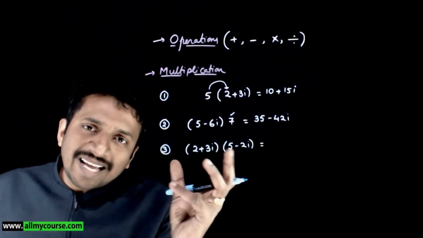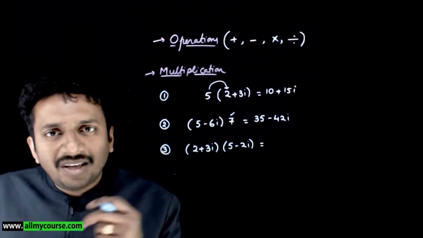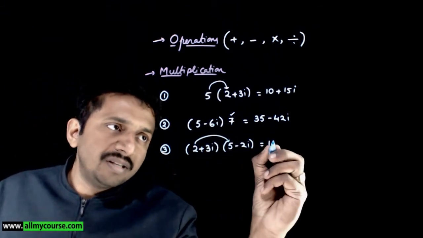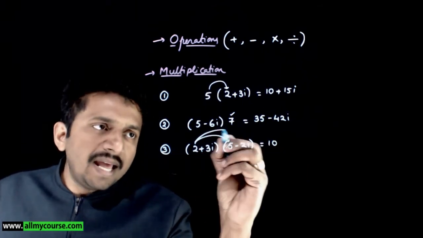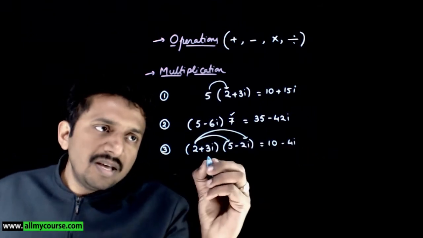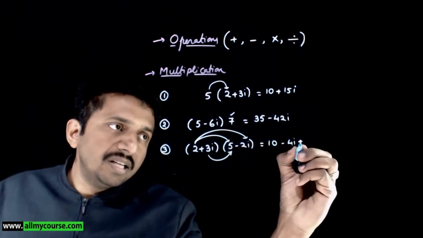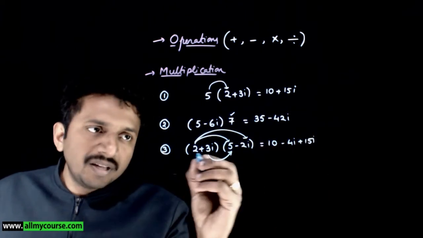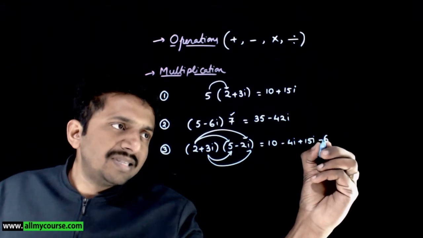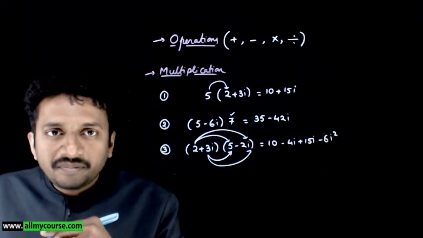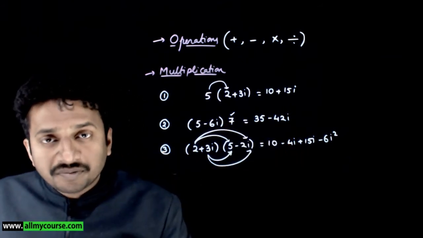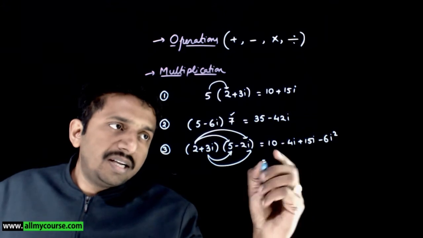So again, this is exactly the same as the bracket expansion that we do in normal algebra. So 2 into 5 is equal to 10. 2 times minus 2i is equal to minus 4i. 3i times 5 is equal to 15i. 3i times minus 2i is minus 6i square. So you have 2 terms into 2 terms, so you have a total of 4 terms.